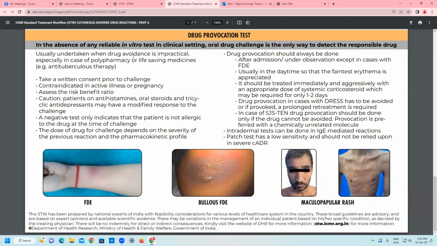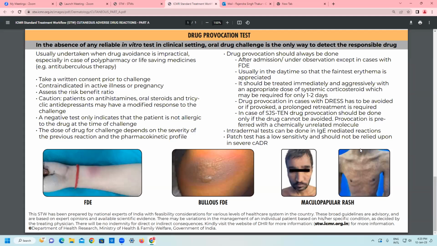Some drugs are notorious, some drugs cause more drug reactions. Then you can go by that, or depending on which drug is definitely required, you can start with that also. So this is about drug provocation, but you have to be careful. The drug provocation should not be done at home. It has to be done under supervision. That means the patient has to be under care indoors.